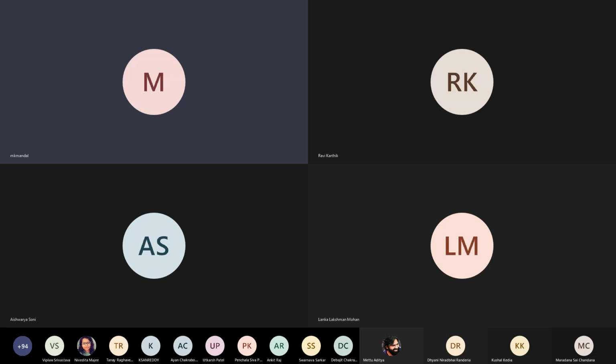But this is not enough. So this number 1, this is what we call mode matching or field matching. But this is not enough.